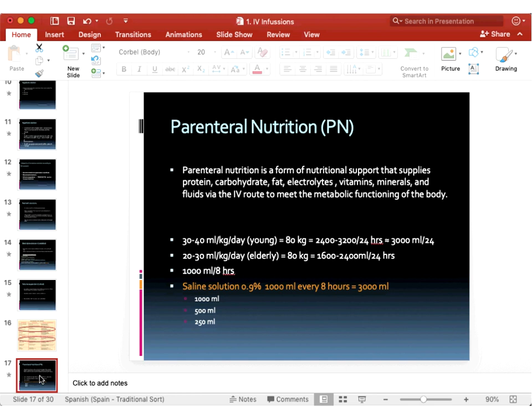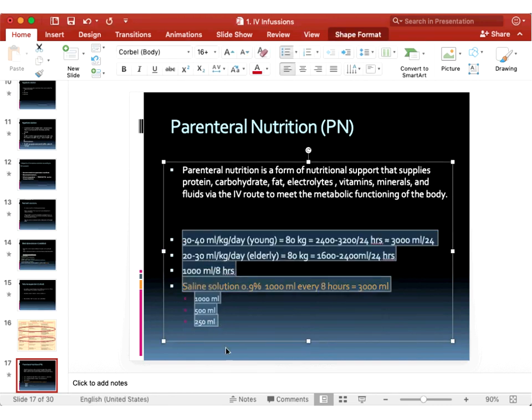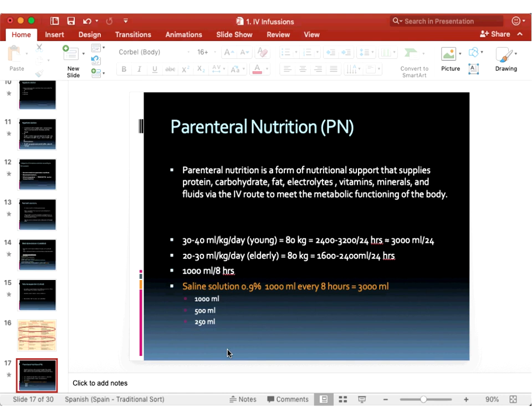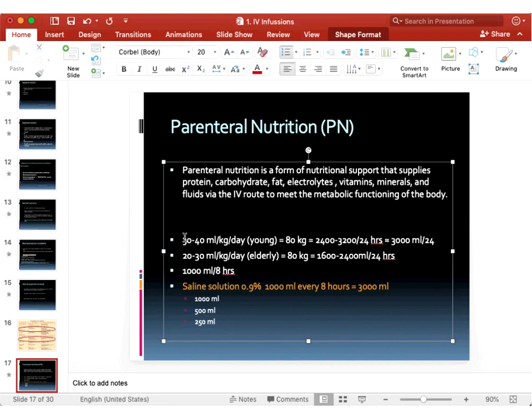All right, so here goes. Forget about parenteral nutrition. Let's take a look at all of this. Now, how much volume are you going to infuse to a patient? Because you have to do the math. On an average, normal, physiological human being that is young, not a kid and not elderly, you're going to infuse from 30 to 40 milliliters per kilogram per day.